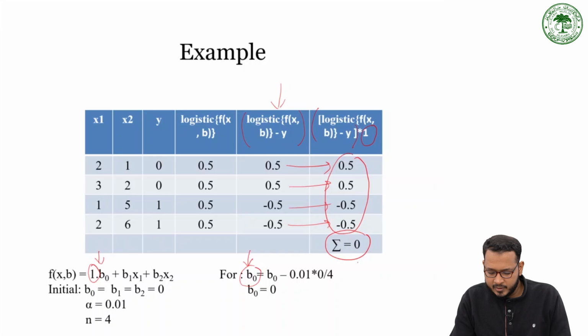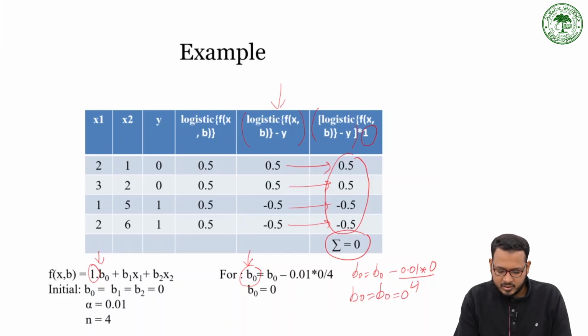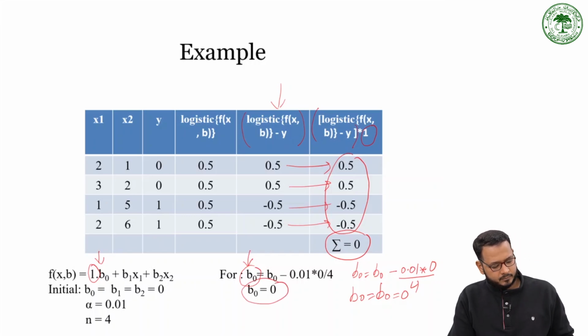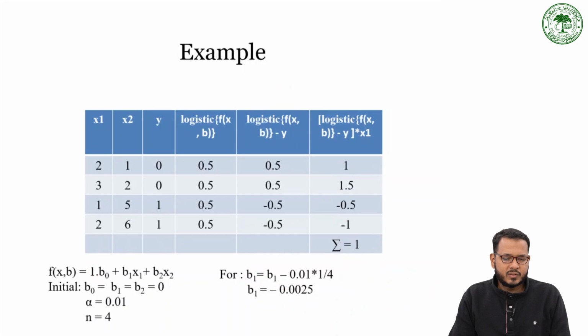So we will update B naught as B naught minus the alpha value, which is 0.01, times the summation, which is 0, divided by the total number of examples, which is 4. So B naught remains the previous value of B naught, which was 0. B naught will not change and its value will remain as it is. Let's try to do the same process for B1 also.